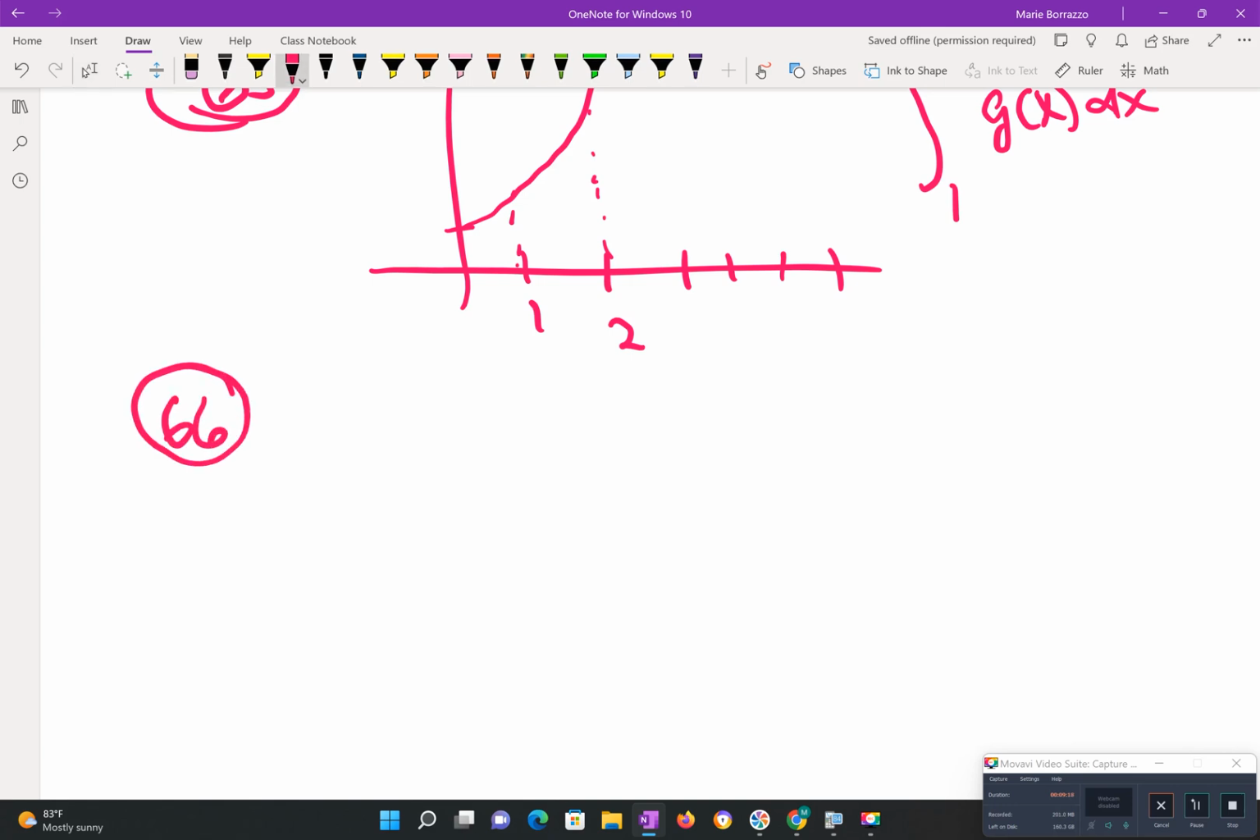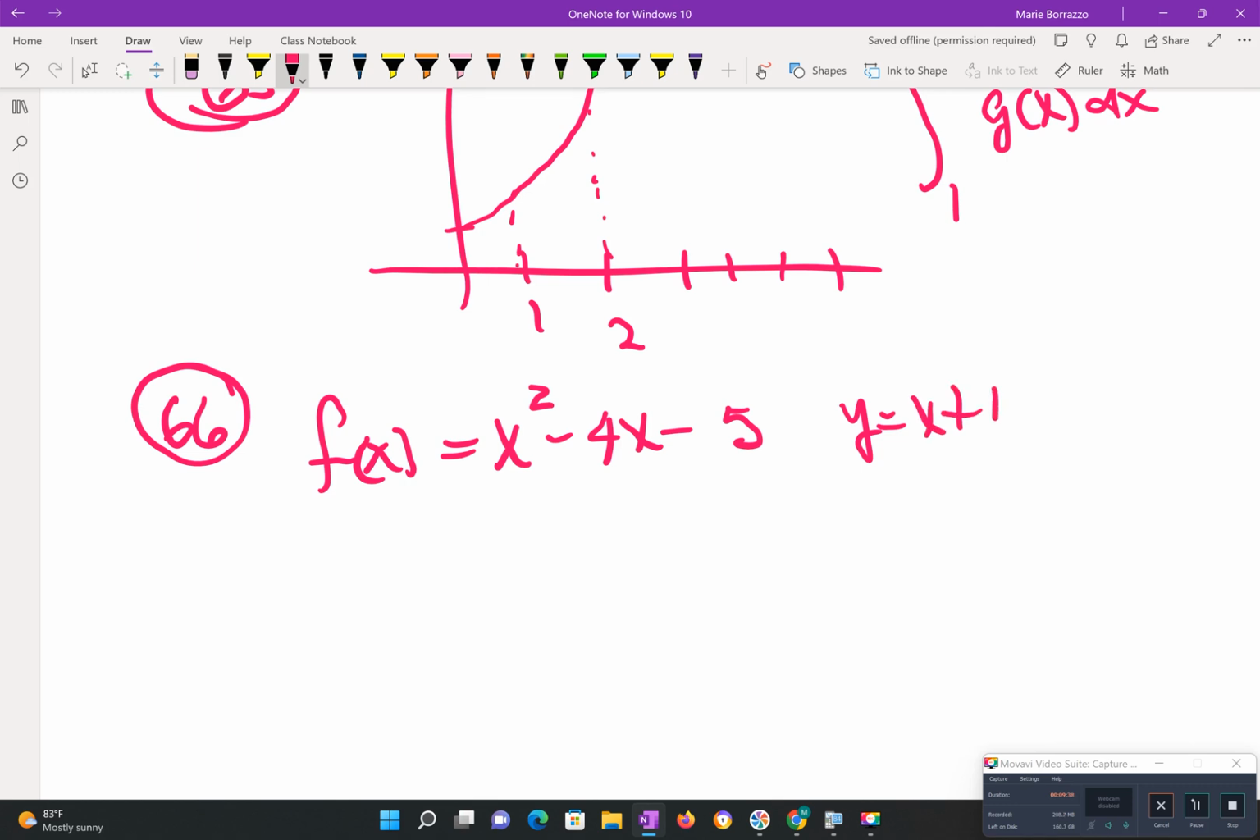At 66, it says find the area bounded by f of x is equal to x squared minus 4x minus 5 and y equal to x plus 1. So this one takes a little bit of work.